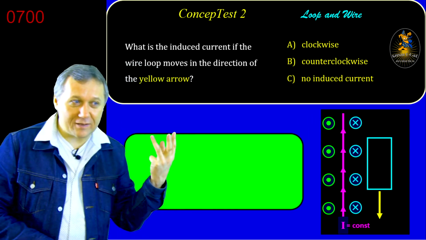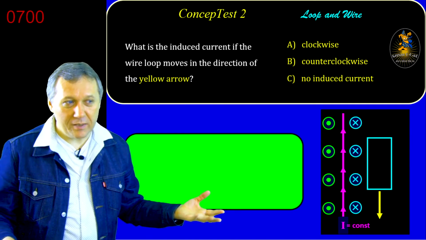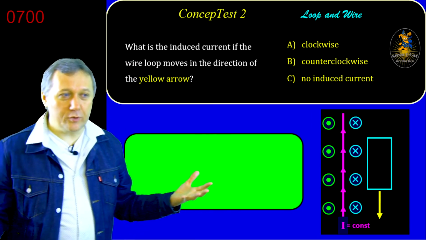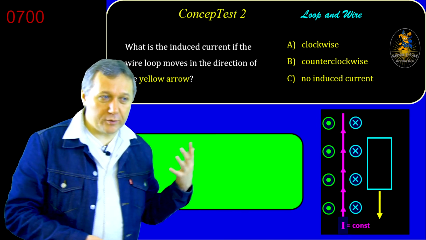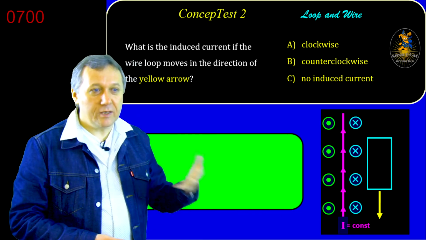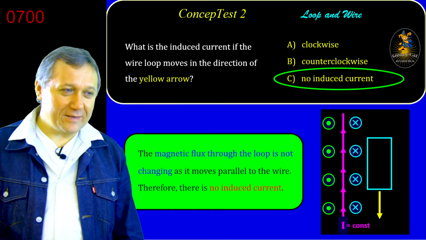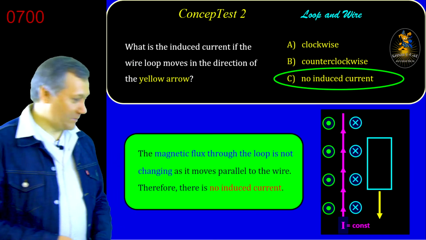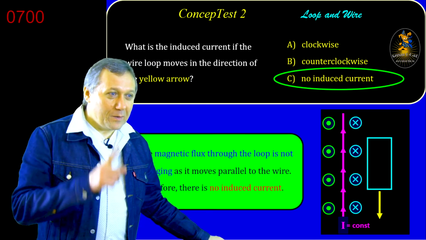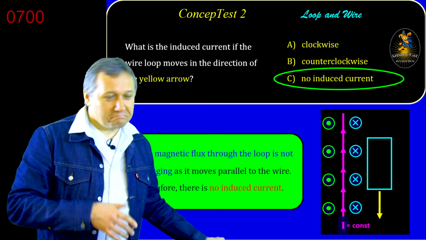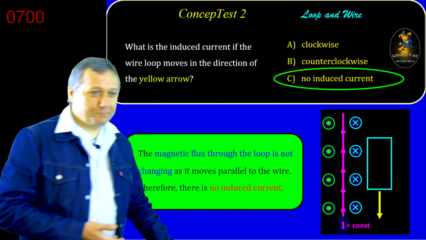So it means that if flux doesn't change, the loop is completely happy, and the loop is not going to do anything. The loop is not going to produce an induced current. So in this case, no induced current. So the answer is C, no induced current.